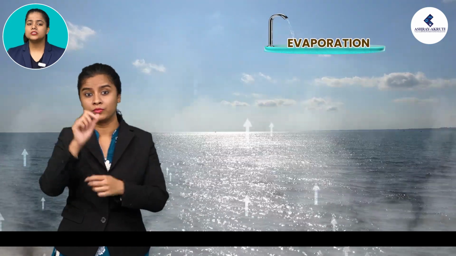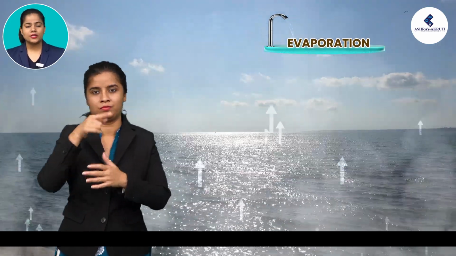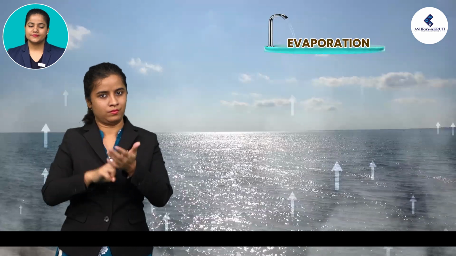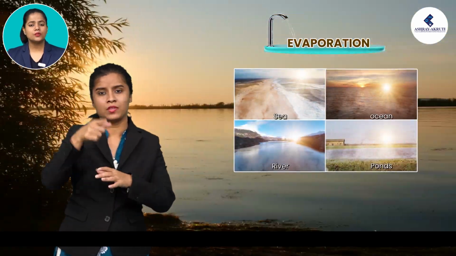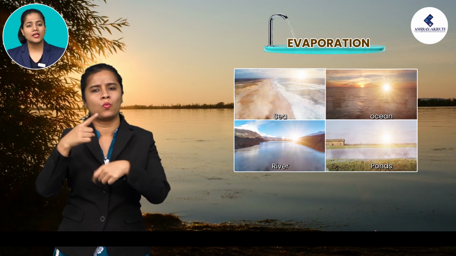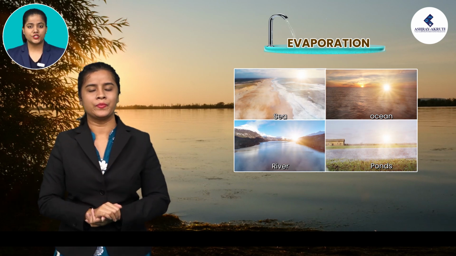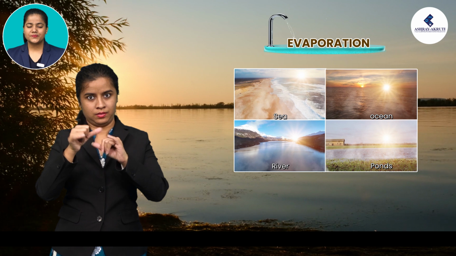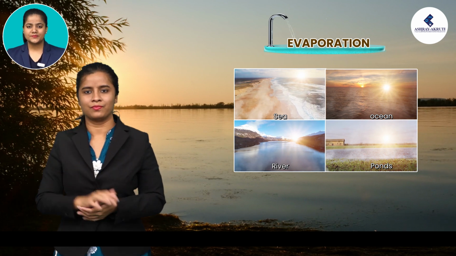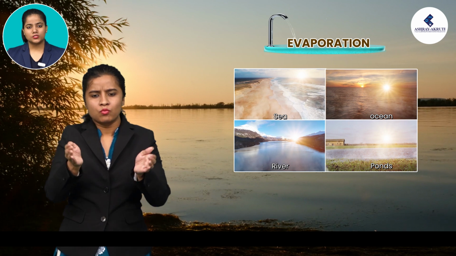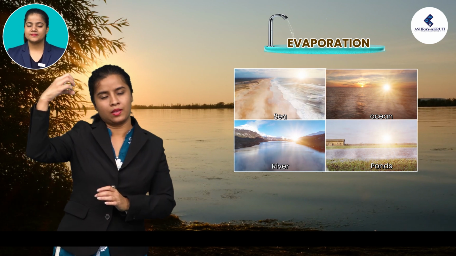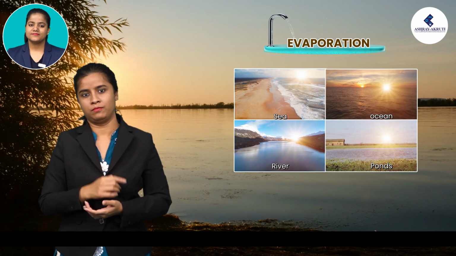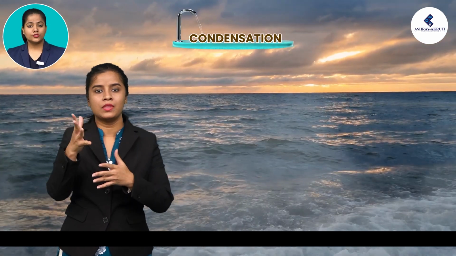The process of water turning into water vapor is called evaporation. Evaporation is a natural process that happens all the time on Earth, especially from water bodies like seas, oceans, rivers, and ponds due to sunlight. The water vapor formed through evaporation mixes with the air and becomes invisible.